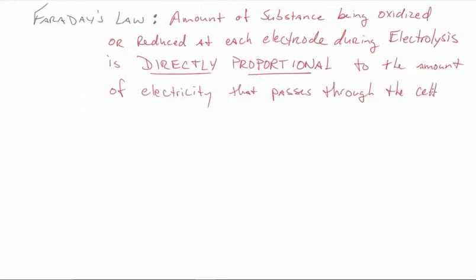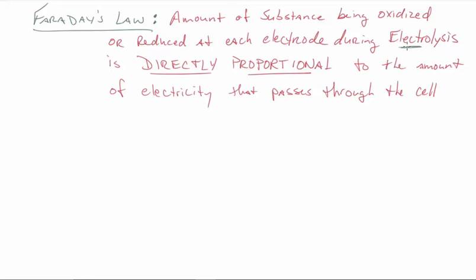All right, and so moving on now, I've gone ahead and I've erased everything, and what we want to do now is take a look at Faraday's law, and I paused the video and wrote it down because it's a rather lengthy definition here, but I wanted to get you the exact definition of Faraday's law. Faraday's law is that the amount of substance being oxidized or reduced at each electrode during electrolysis, right? Remember, this is my non-thermodynamically favorable process where I still have oxidation and reduction. It's directly proportional to the amount of electricity that passes through the cell.